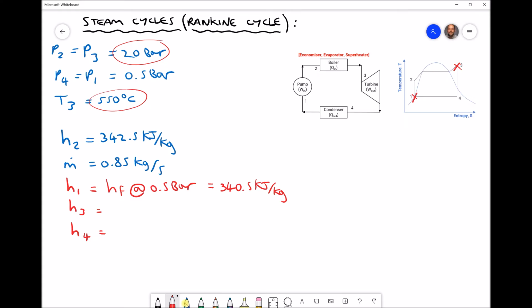Now, whilst we're there, we're also going to get our entropy value, S3, because we need to use the entropy at position 3 in order to determine the entropy at position 4, and hence the dryness fraction of that steam. So whilst we're at the steam tables, for 20 bar and 550 degrees C, we're going to look up the enthalpy and entropy values at that temperature and pressure.